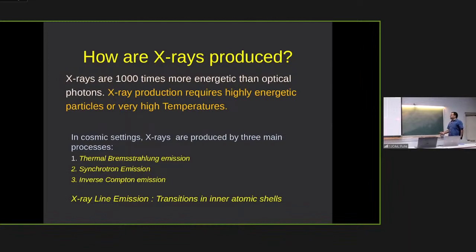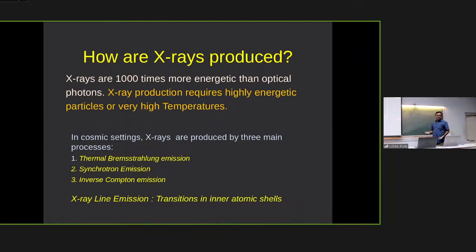One of them is thermal Bremsstrahlung emission. The other is synchrotron emission, and the third is inverse Compton emission. These are the three main processes, and we'll go through them one by one very briefly. These are the continuum radiation, but there is also X-ray line emission.